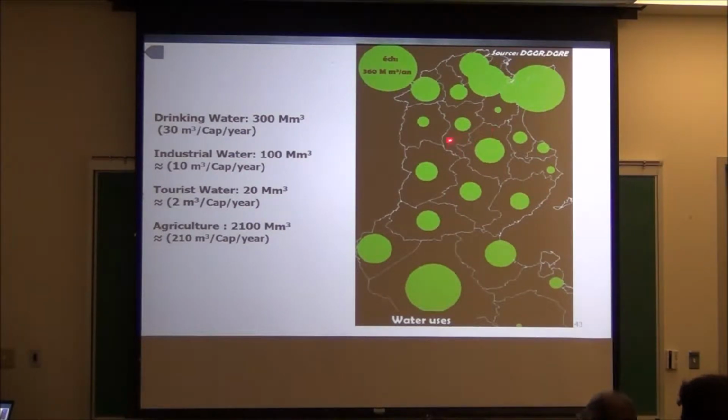In this map, we have the water use in the north, and especially in this area of Cape Bon, we have a big use of water, and in some touristic places. And here we have the oil industry and gas industry.